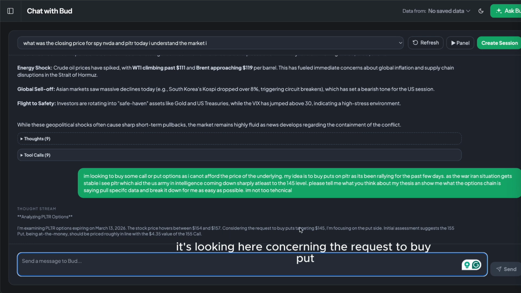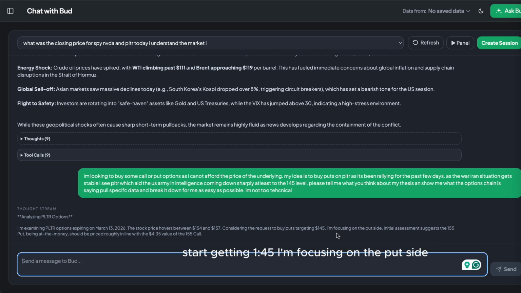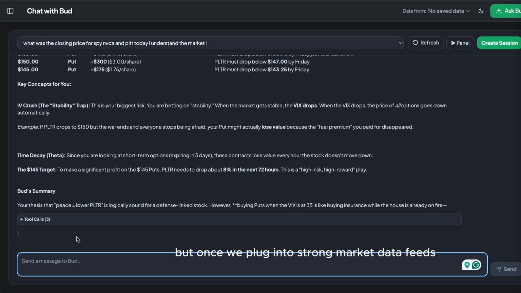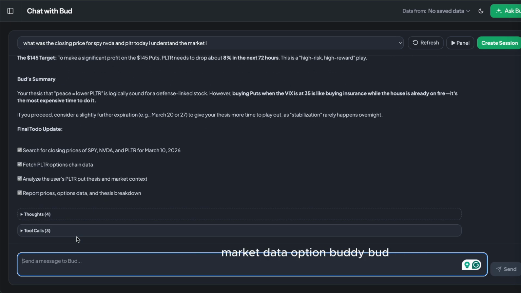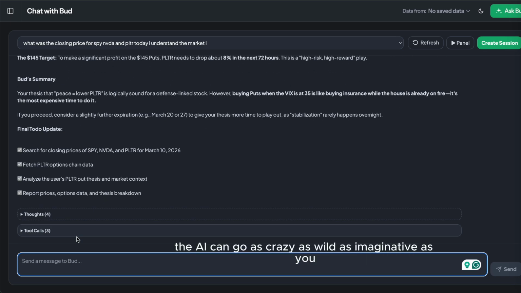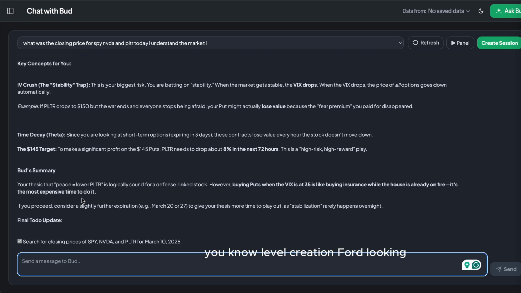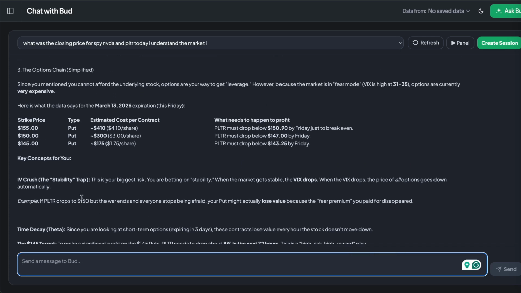It's considering the request to buy puts targeting 145. I'm focusing on the put side. Initial assessment suggested 155. And what you should realize here is that currently we're using very intelligent back-end engineering processes to map and get market data. But once we plug into strong market data feeds like OPRA and DXFeed market data, Bud, the AI, can go as crazy, as wild, as imaginative as you possibly can. I'm talking backtests, gamma flip level creation, forward-looking models, things like that.